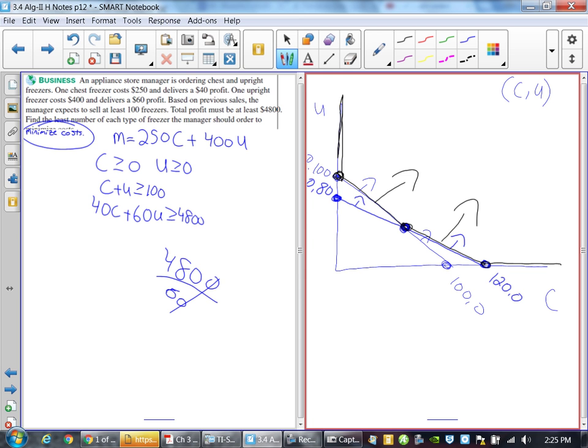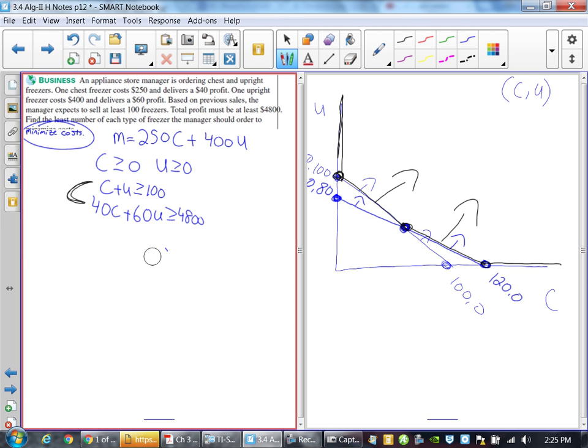I need to find the intersection between these two equations. And we can do that via system of equations. Remember when we did systems of equations, we had a couple of different methods: elimination, substitution, or linear combination. Or I can do this: C is 100 minus U. What you're saying by going to linear combination, there's nothing wrong with that.